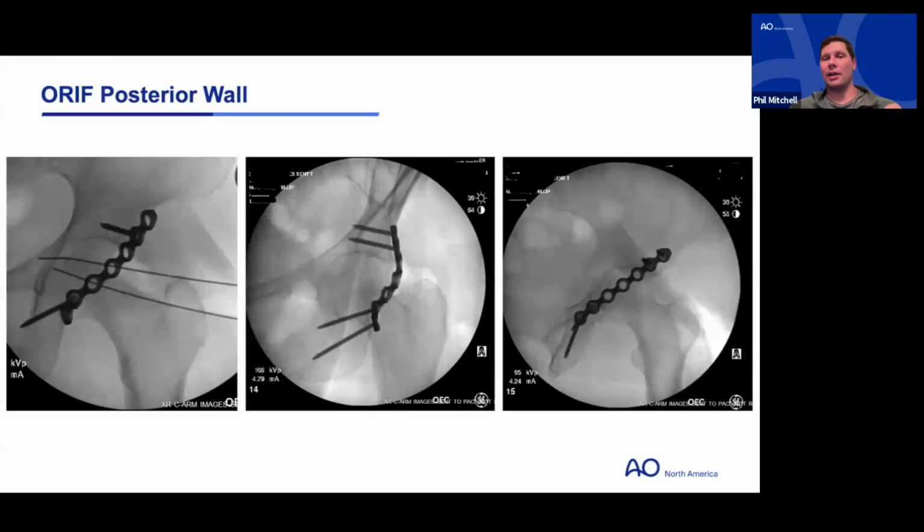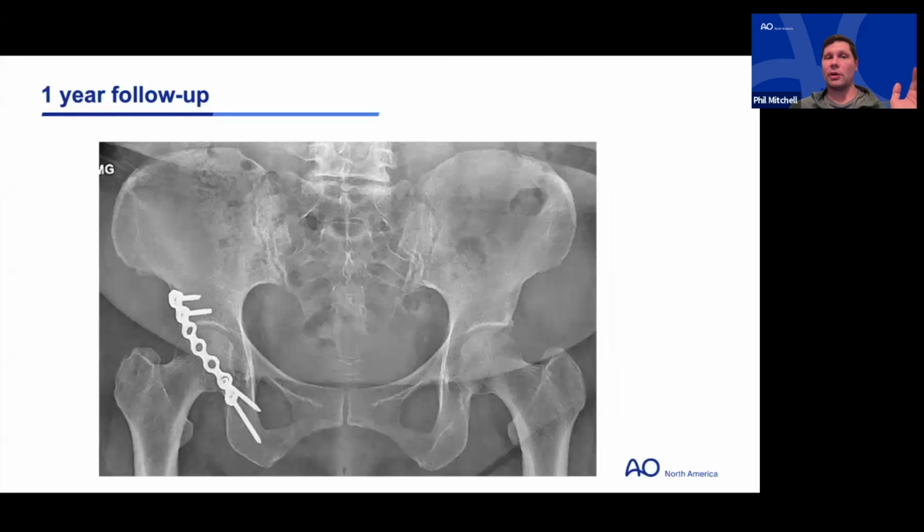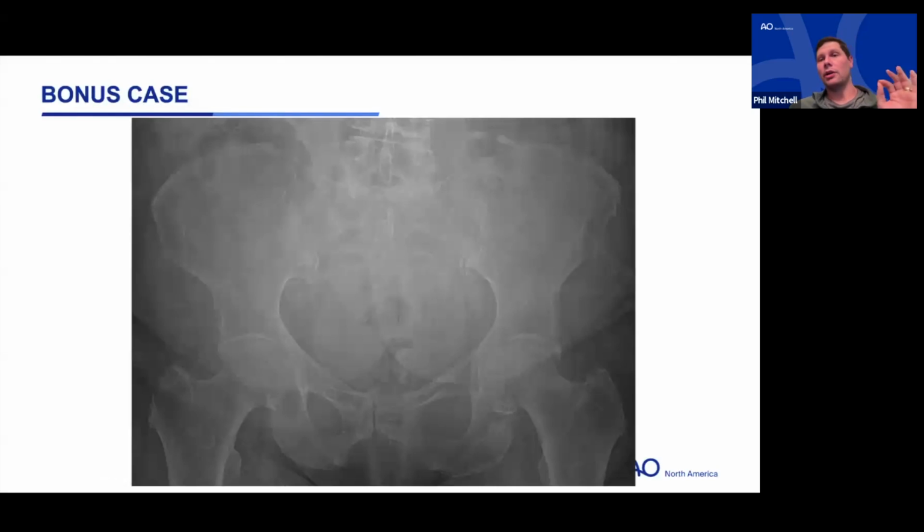So this patient had repair of her posterior wall with a plate similar to shown in Patrick's case. And here's the post-op x-ray, and at a year, follow-up was doing well, no hip arthritis. I want to hit a bonus case, a counter to that. And so this is a patient I saw about a year ago. She's in her mid-60s, looks like she's in her mid to late 70s. And she had a hip fracture on the left side.